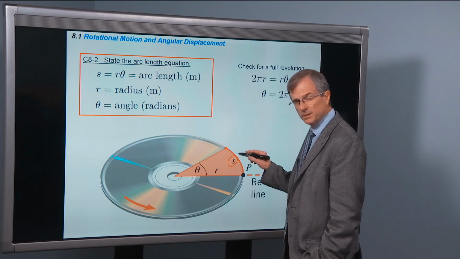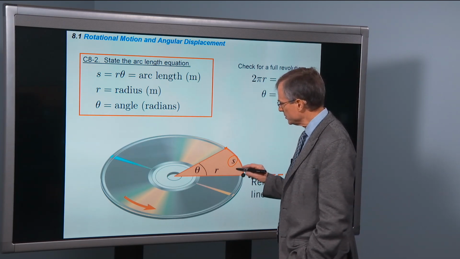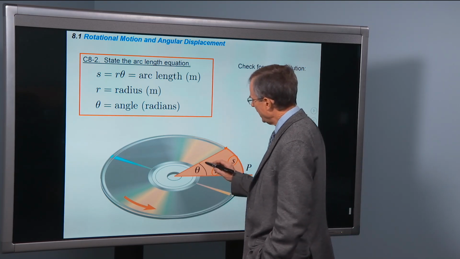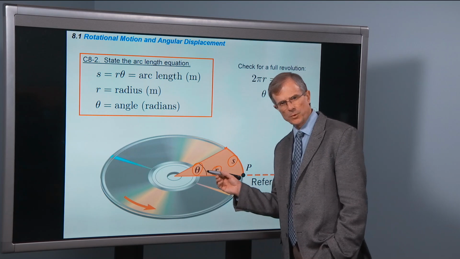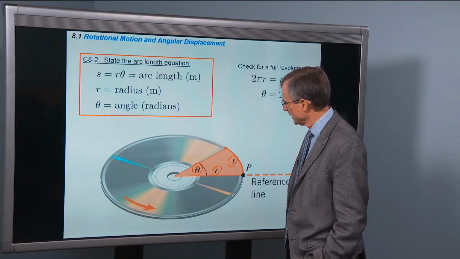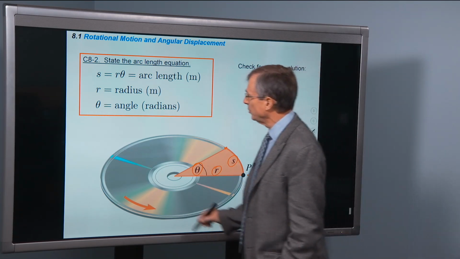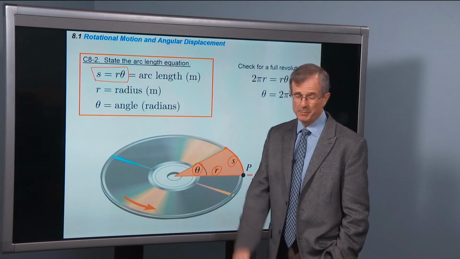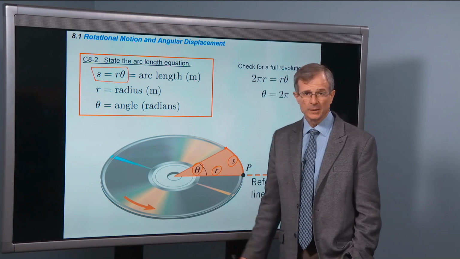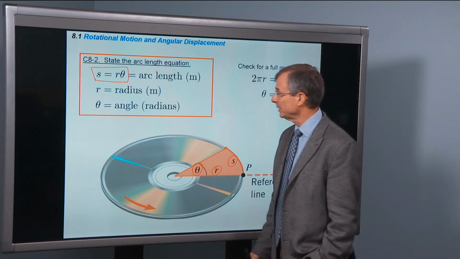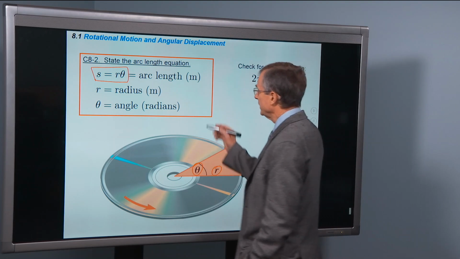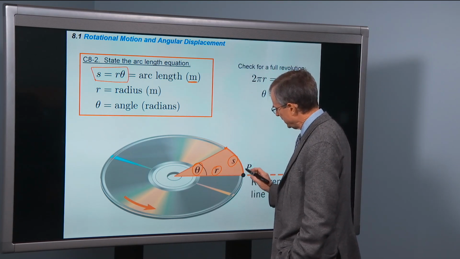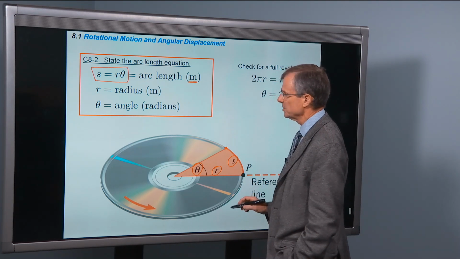And this arc length distance is related to the radius of the circle, called r, and the angle through which you have rotated. The relationship between them is s equals r theta. That's just the way I remember it. S is the arc length, r is the radius, theta is the angle, and the arc length is measured in meters. So it's a distance along this arc.